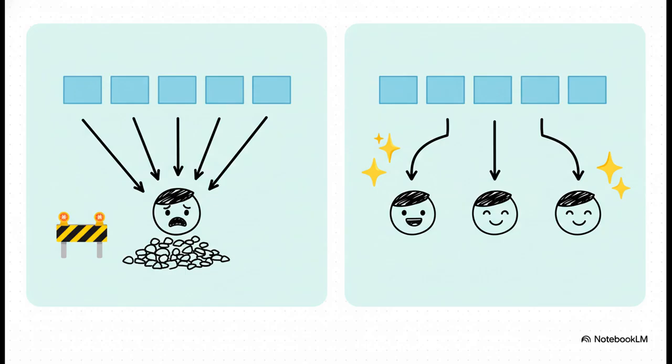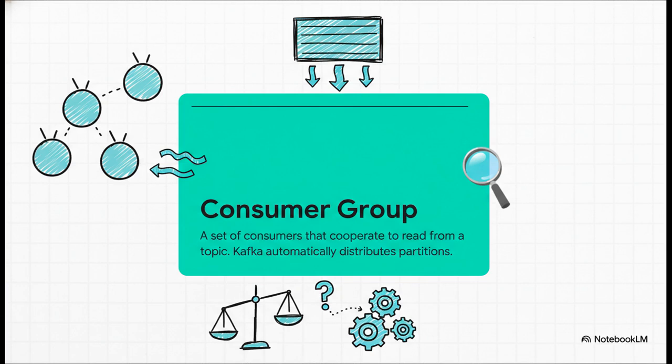The magic here is actually super simple. You just launch multiple copies of your application, give them all the exact same group ID, and boom. Kafka automatically recognizes them as a team and starts splitting up the work between them. Right, so the main thing to get here is that any consumer with the same group ID is on the same team. They're all working together to process data in parallel. It's basically free built-in load balancing.